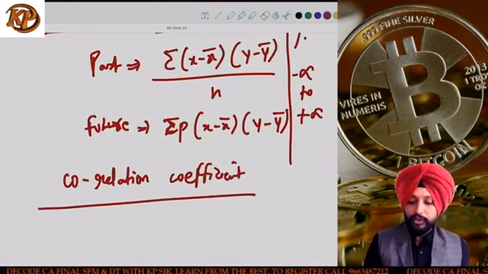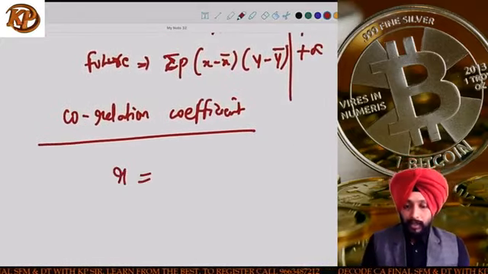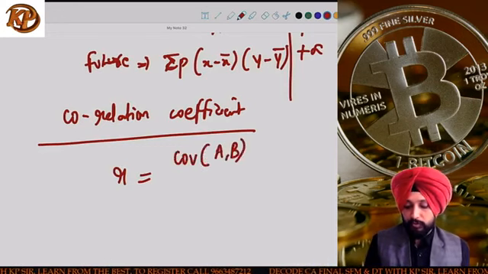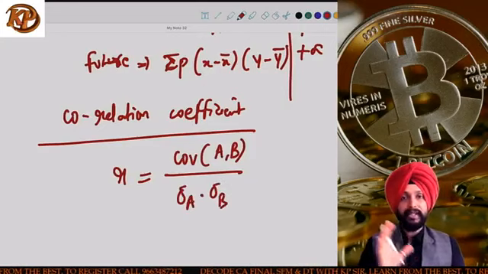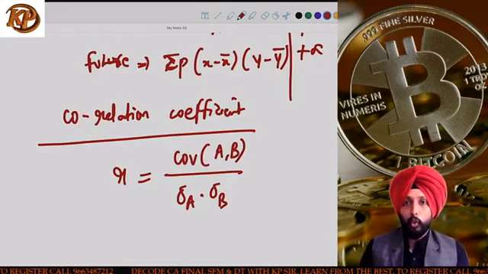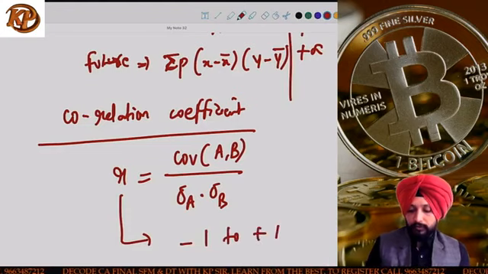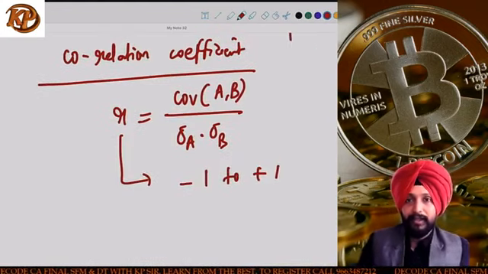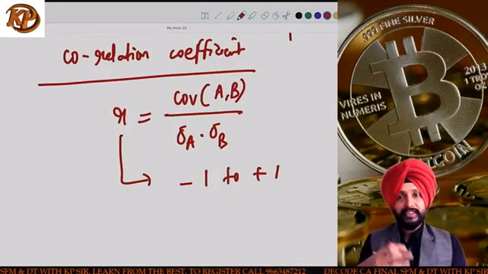This correlation coefficient is denoted as R, and R is calculated as covariance between, let's say, two stocks A and B, divided by sigma A into sigma B. This is the formula of correlation coefficient: R is equal to cov AB divided by sigma A into sigma B. The biggest advantage is that it can range only between -1 to +1, making it easier to interpret.